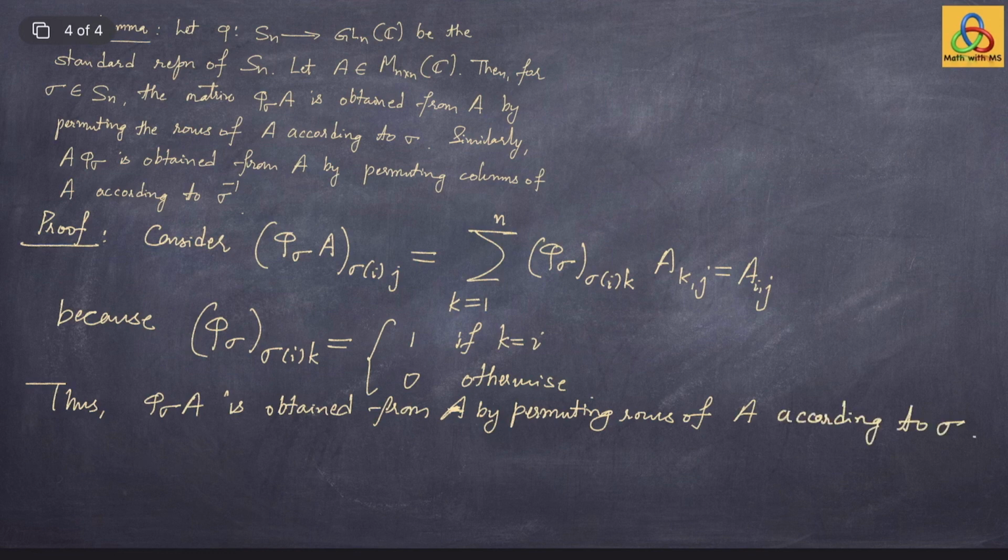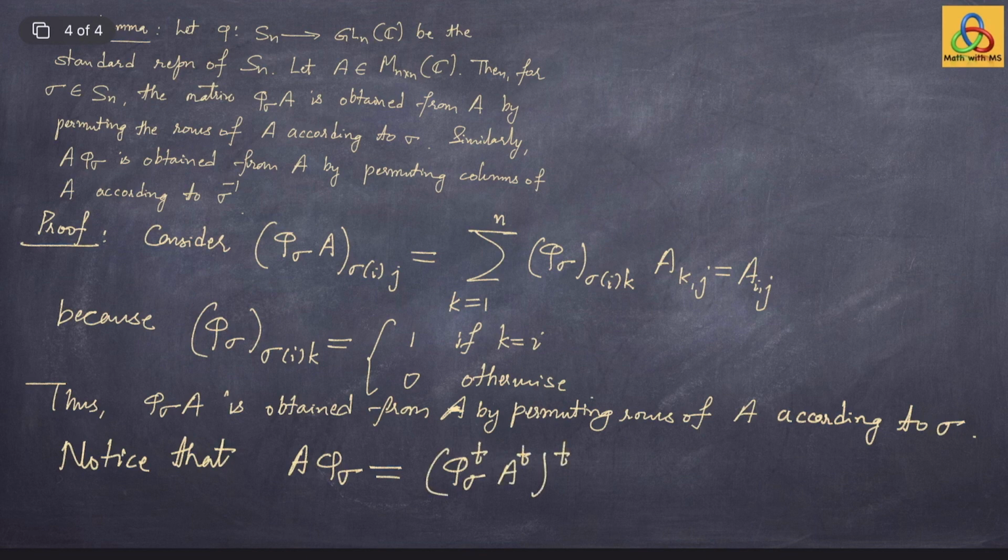For the other case, notice that A into phi sigma, I can simply write as phi sigma transpose into A transpose and then whole transpose. All right, but what is phi sigma transpose? Phi sigma transpose by definition is just the same as phi sigma inverse, because phi is a permutation representation. And this remains A transpose whole transpose. And now the second assertion follows from the first one, because I have been able to write it as the transpose of phi sigma inverse times some matrix A transpose. So this proves the lemma.